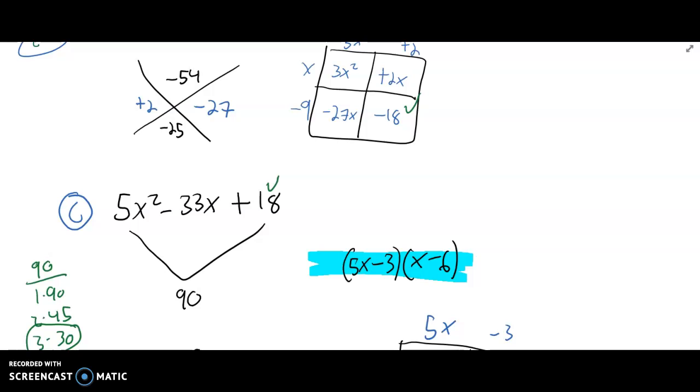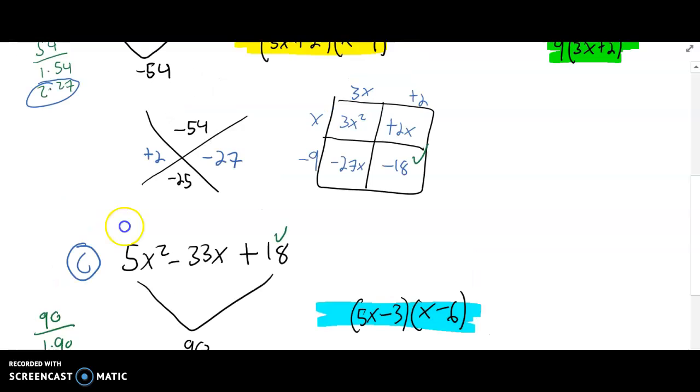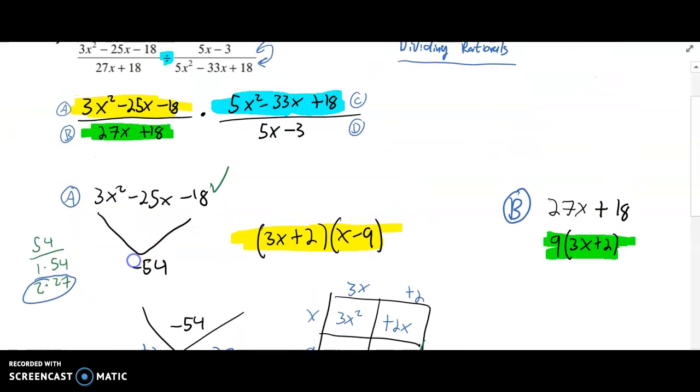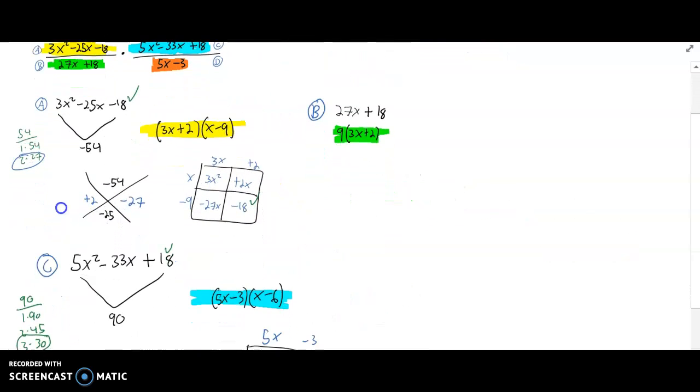Okay. Our very last one is part D. And actually, looking at this part D, I can't factor this one at all. There's nothing in common. It's not difference of squares. So there's actually nothing we need to do for part D. Okay, let's put everything back into its original positions.